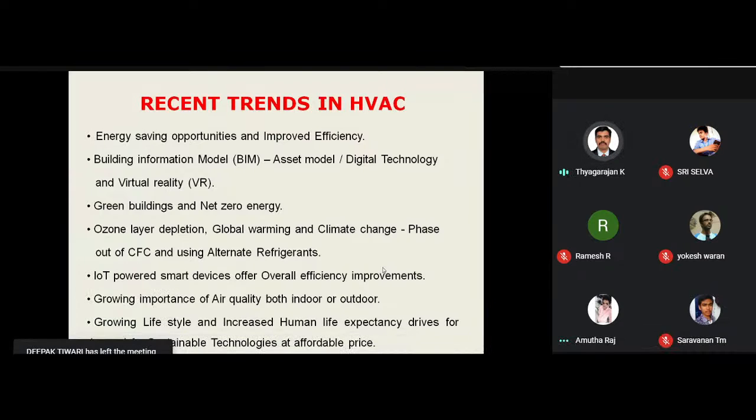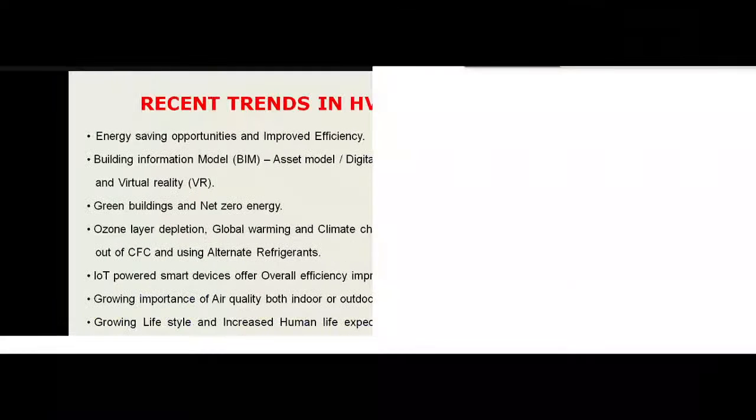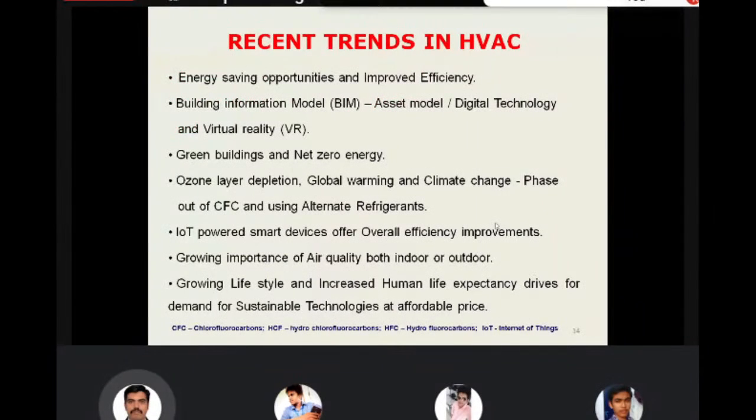And the growing importance of air quality, both indoor and outdoor, is very important. Now we are in a COVID period, so the importance of air quality is coming up very highly. We used to see in Delhi, in newspapers or on channels, the outdoor condition of Delhi is very poor and people are suffering because of the air quality. So the outdoor itself is very bad. How will you maintain the indoor air quality?